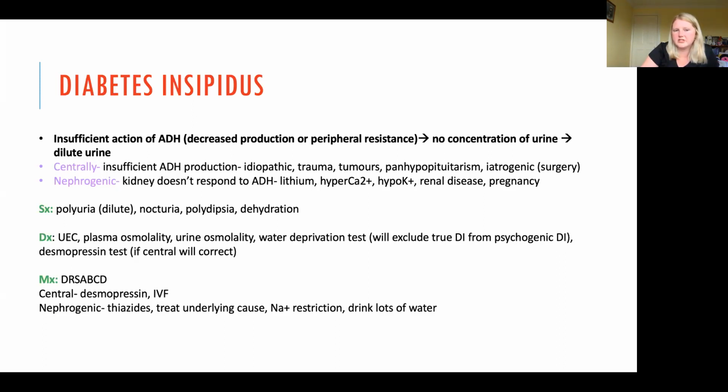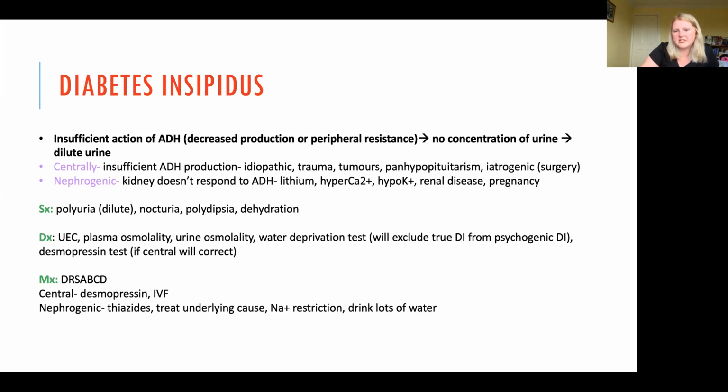This can come from a central level where we're not producing enough antidiuretic hormone at the level of the pituitary, or we can have it acting at the side of the kidneys where the kidneys don't respond to it. And so there's a number of different causes for each.